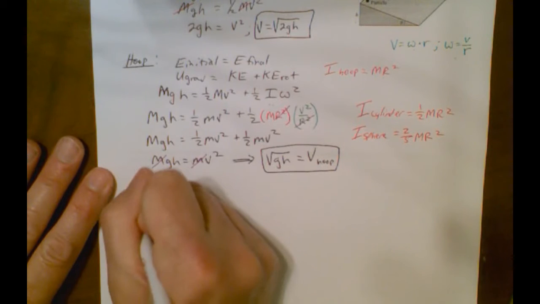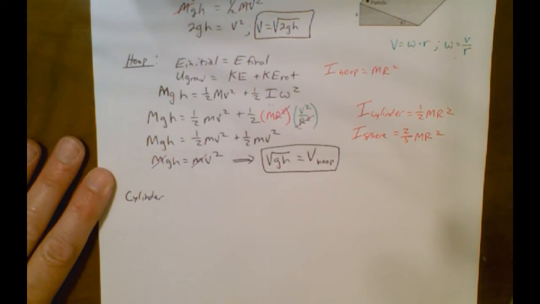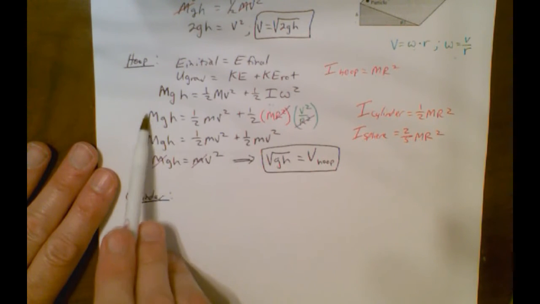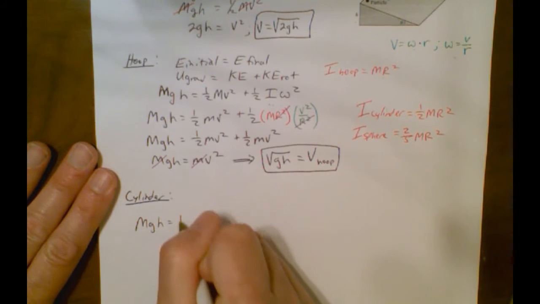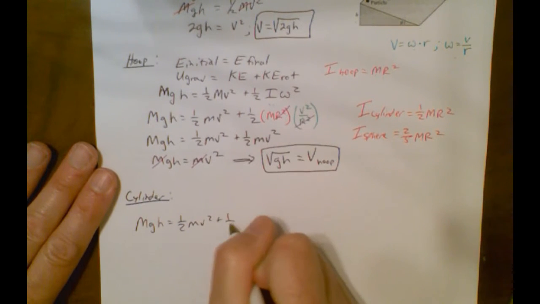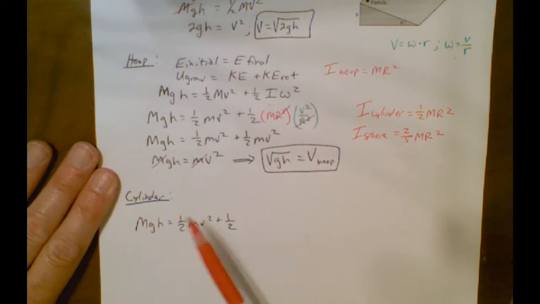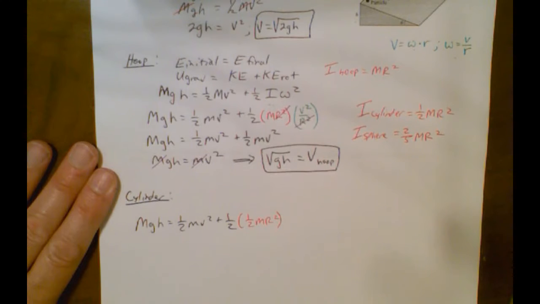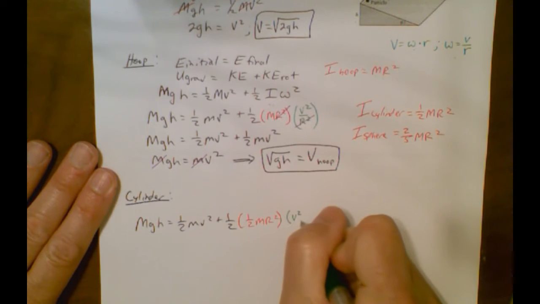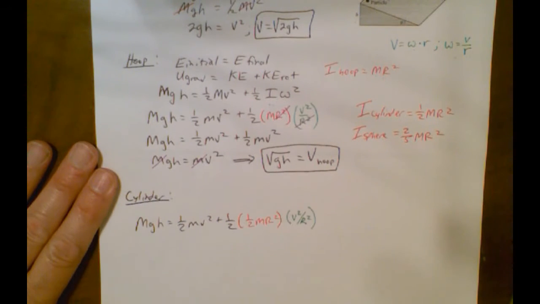So for a cylinder, I'm going to start at this middle spot right here. mgh equals 1/2 mv squared plus 1/2 mr squared times v squared over r squared. I don't know why I did the fraction that way. And once again, we're going to be able to find out that this cancels out.